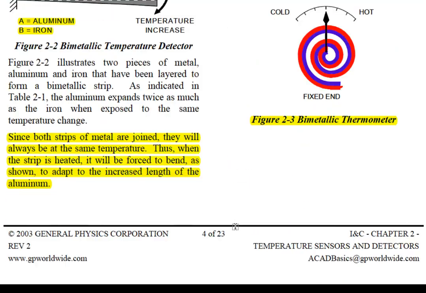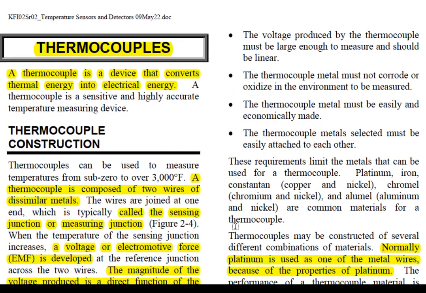All right, now we're going to move on to a different detector, and this is pretty interesting. It's called the thermocouple. The thermocouple is a device that converts thermal energy directly into electrical energy. What is the name for that device? Tell me what that is. That is a transducer. How about that? Going directly from thermal energy to electrical energy.